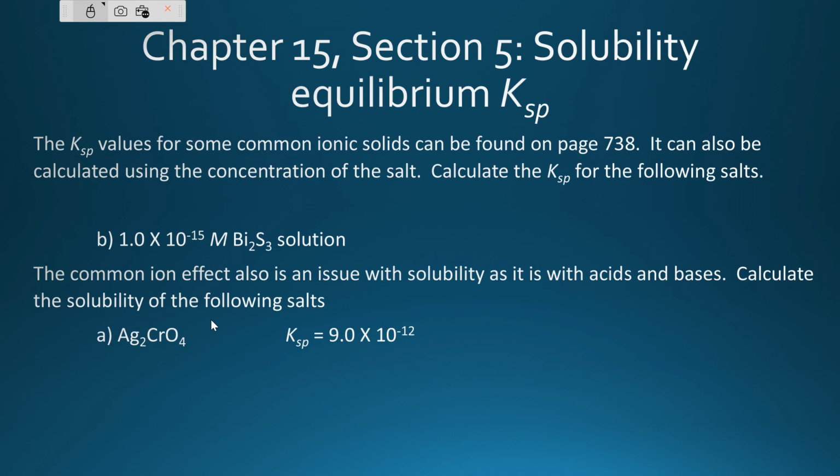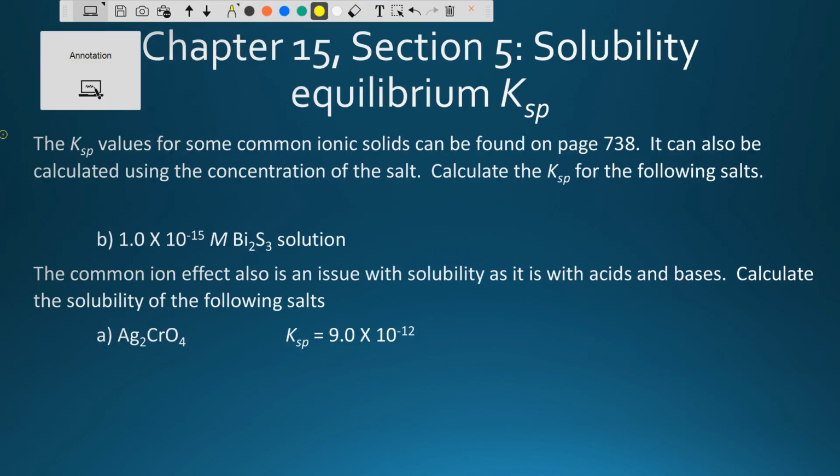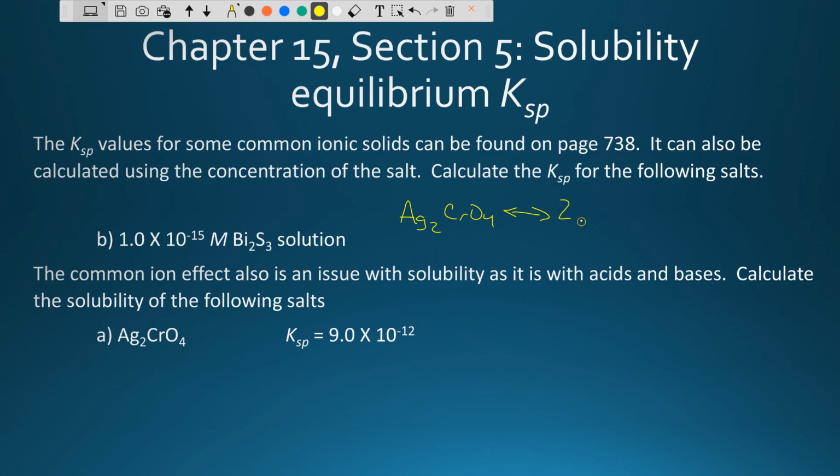Now we can do the opposite of this. If I'm given my Ksp, I can figure out the concentration of these, calculating the solubility of the following salts given this type of scenario. Okay, so let's take a look at how I can use this. If I've got silver chromate, remember that was Ag2CrO4, it is going to dissociate into 2 of my silver ions plus 1 of my chromate. I like to include the 1 in there just to keep things nice and clean.